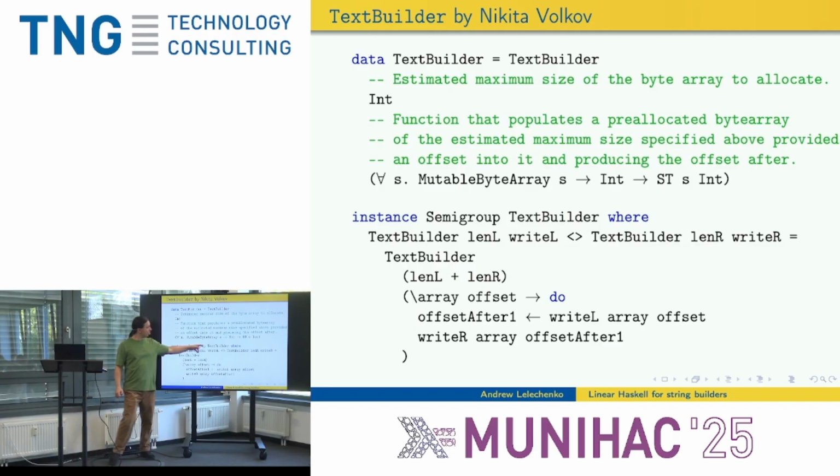So when you concatenate these builders, right, what you basically do, you say, okay, I have one builder which says I expect that my contents will fit into length L, and this is my function which will actually write down my content. And the second builder which says I'm going to write up to length write bytes, and here is the function which will actually do it. You can concatenate them and produce a new builder which says, okay, here is my estimate of how much space I'm going to need. And here is my function which, given an array and an offset in it, will actually write down all the content.